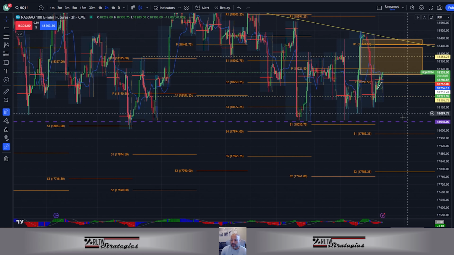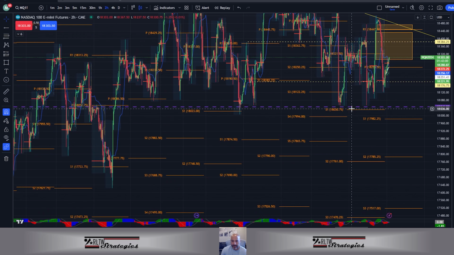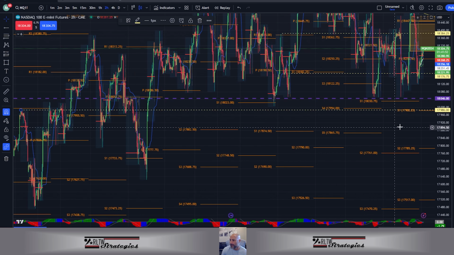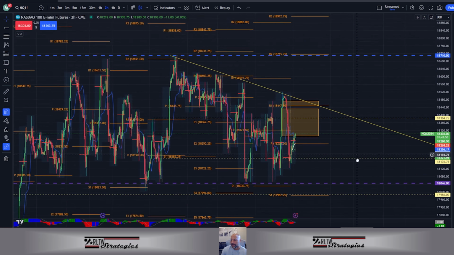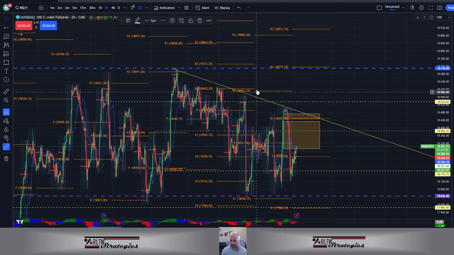We're already on the 2-hour time frame. I think if we break below that purple line, we're going to come up to this level right here. All right. And then going higher, we could break the trend line and continue going up higher.